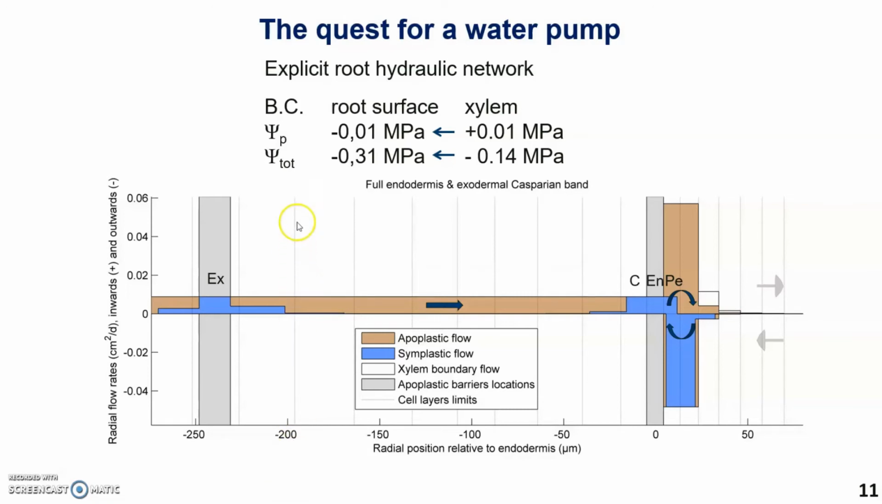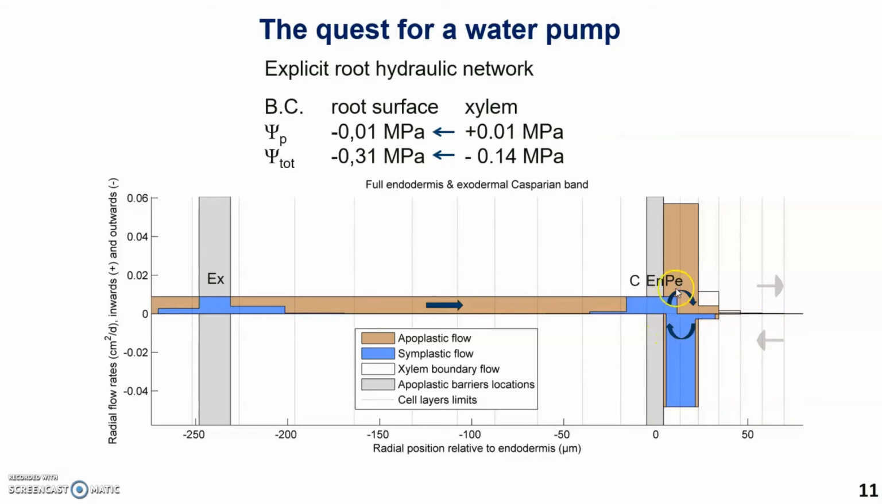The vertical lines show the limits between the different cell layers, here in the cortex, and the gray bars show the locations of the apoplastic barriers, for instance here at the exodermis. The brown areas show the intensity of water flow in primary cell walls, and the blue areas show water flow in the symplast. Any transition between the brown area and the blue area relies on transmembrane water flow through aquaporins. Finally, areas above zero represent water flow that is inward, and below zero it is outward.